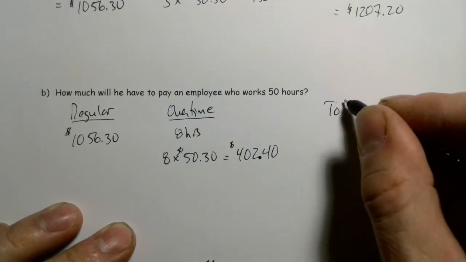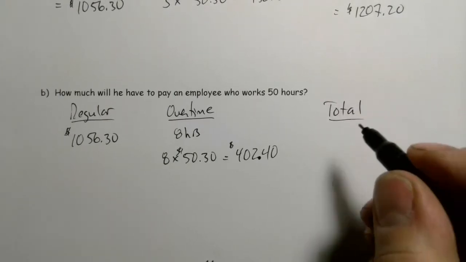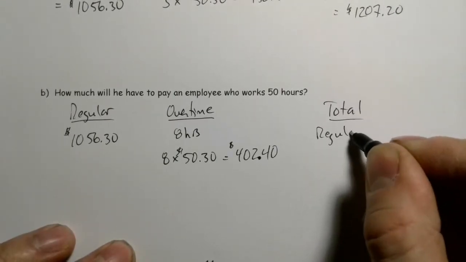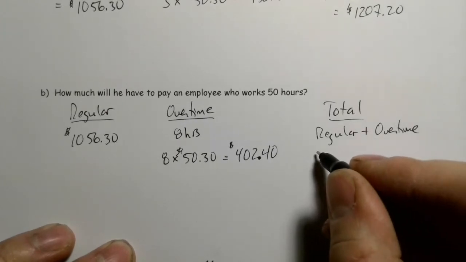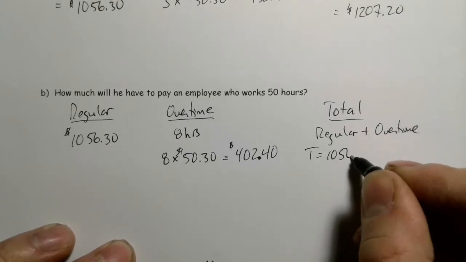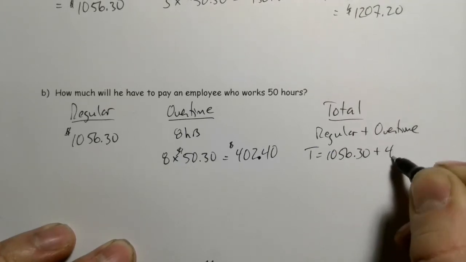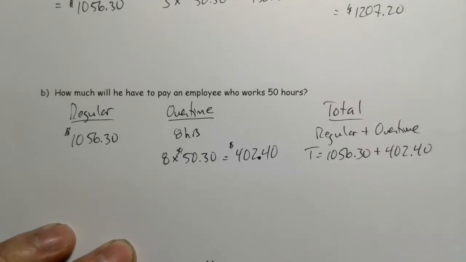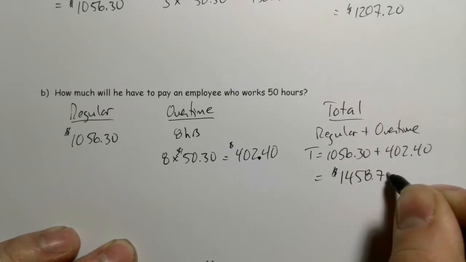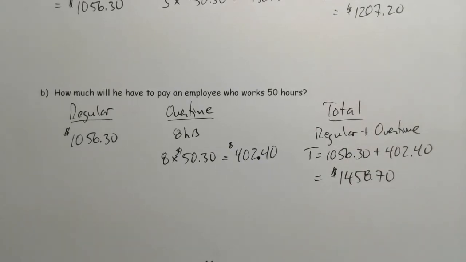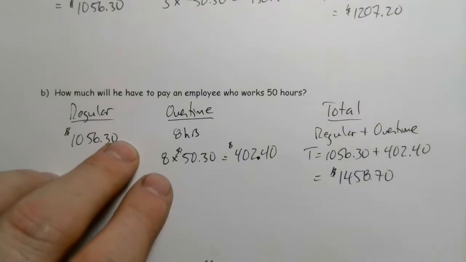And so now our total will be the regular plus the overtime. So our total is going to be $1,056.30 plus the $402.40. That is just a little bit of calculator work. We get $1,458.70. Okay, that's a good one.